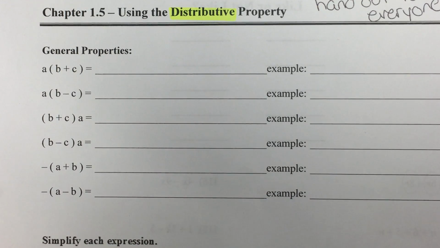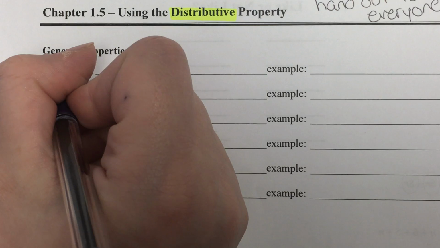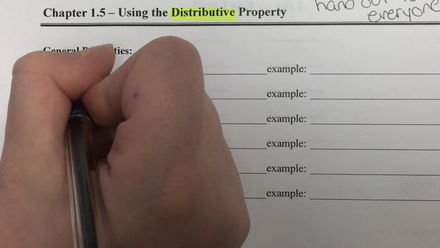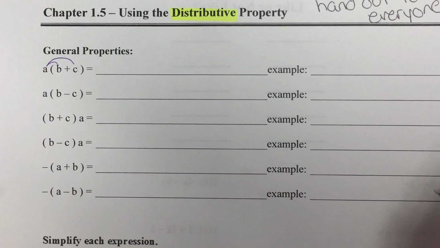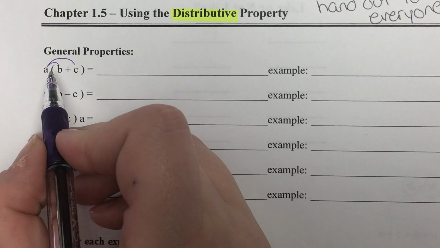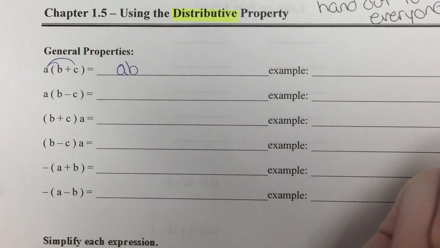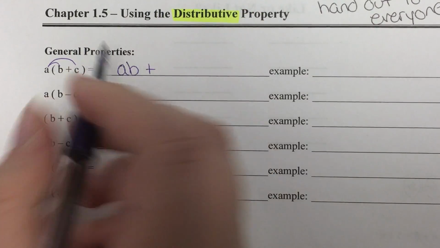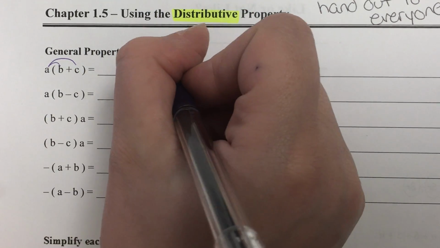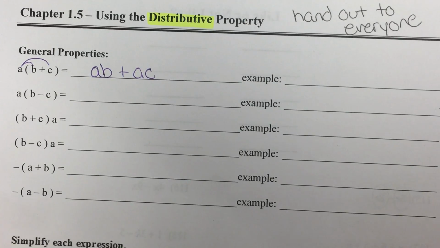Okay, so just remember when you're distributing that you need to distribute the number on the outside of the parentheses to each thing inside of the parentheses. Everybody gets one. Okay, so what this then becomes is A times B, which is AB, plus A times C, which is AC. Okay. So let's think of an example.